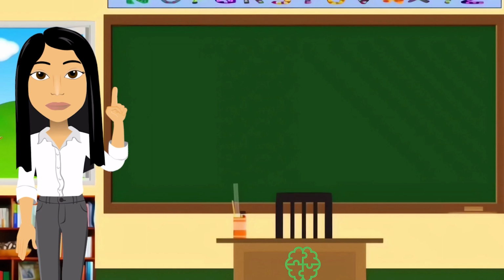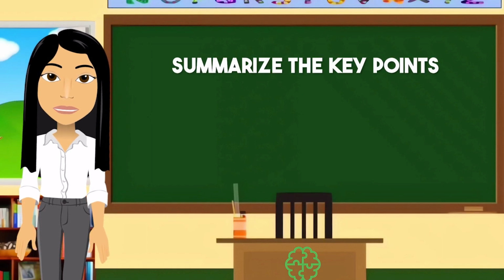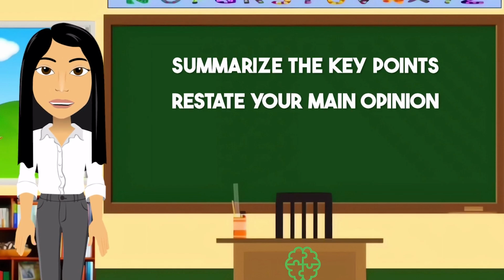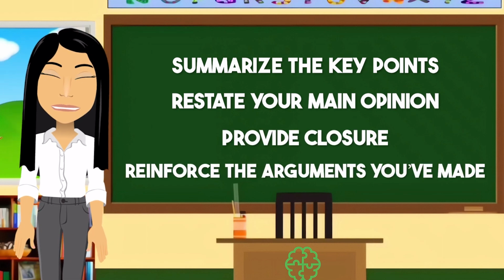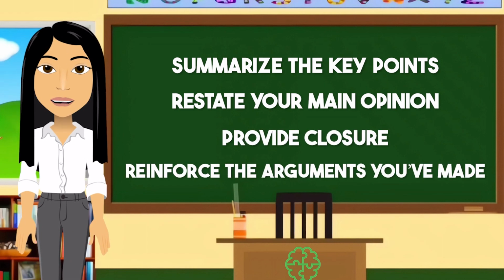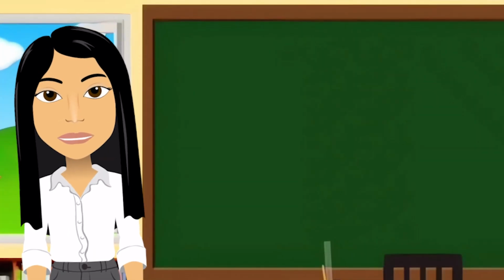Rule 3. Craft a strong conclusion. The third rule is to craft a strong conclusion. Your conclusion should effectively summarize the key points of your essay and restate your main opinion. It should provide closure and reinforce the arguments you've made throughout the body paragraphs. Start by restating your thesis in a clear and concise manner.